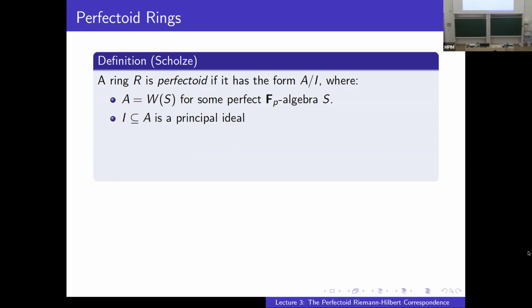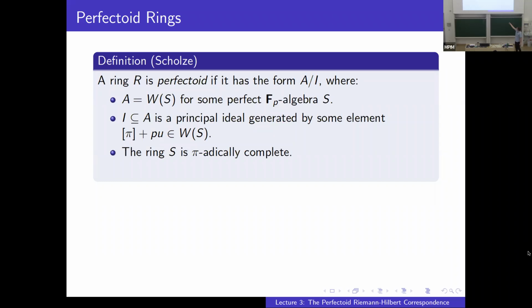I is a principal ideal in A. So it's an ideal which is generated by a single Witt vector. And every Witt vector you can write as a Teichmuller representative plus P times something else. And you demand first that this element pi that you're taking the Teichmuller representative of, that S is complete with respect to pi. And secondly, that this element U that appears as the coefficient of P is a unit.